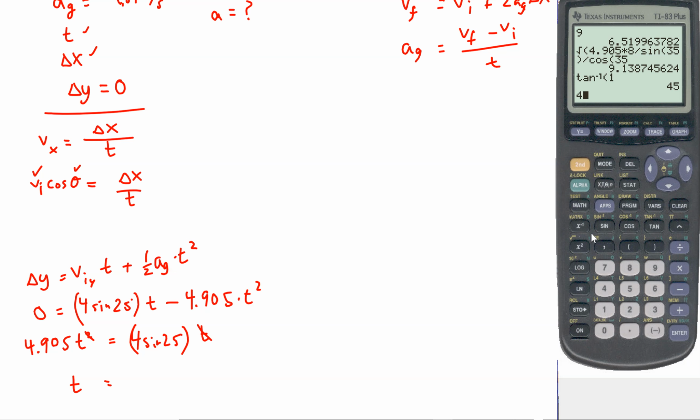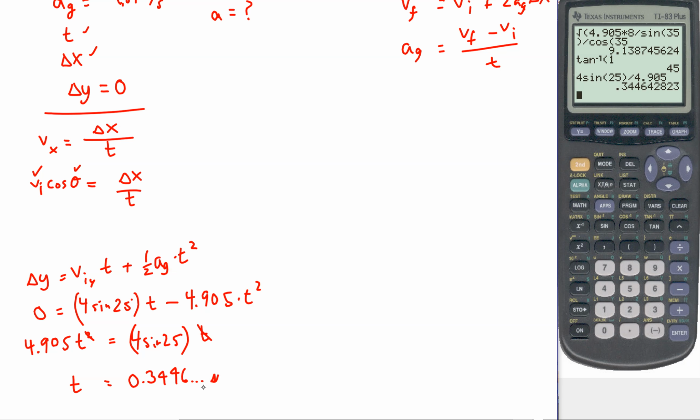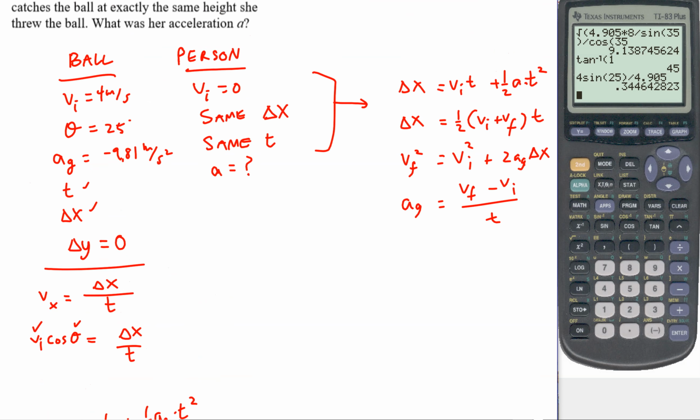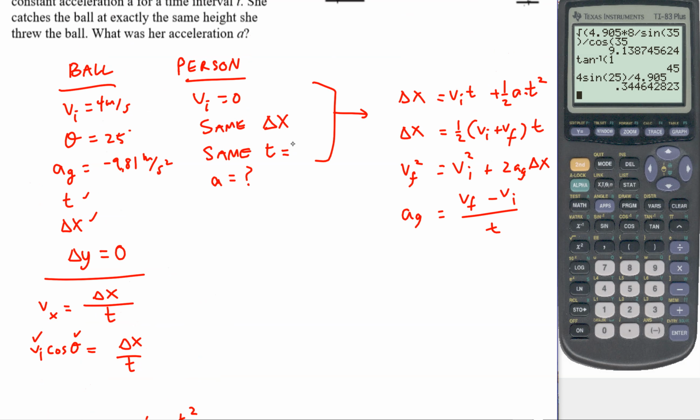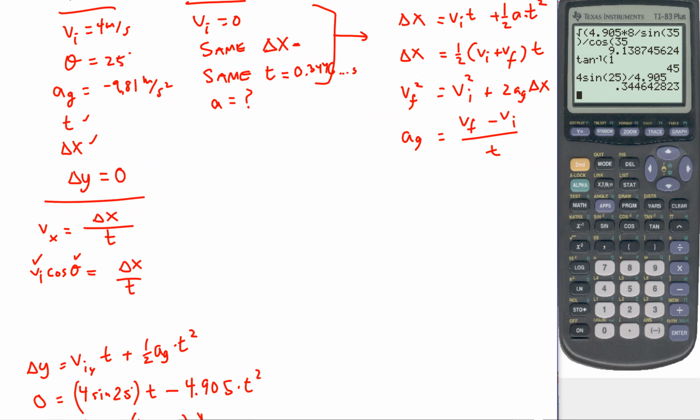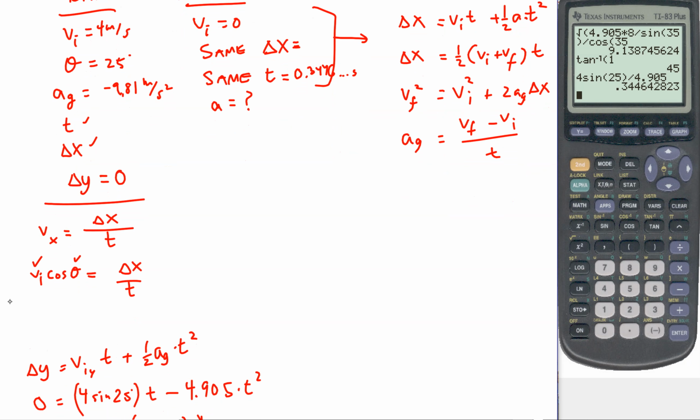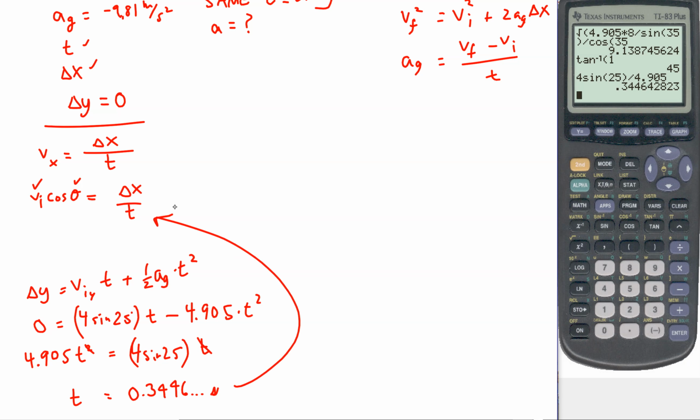So 4 sine 25 over 4.905 is 0.3446428. All right, I found time. That was one of my objectives. Why? Because now I know her t, 0.3446. If I can find her delta x, I can solve for acceleration. How do I find her delta x? Oh, I use the time and I plug it right there.